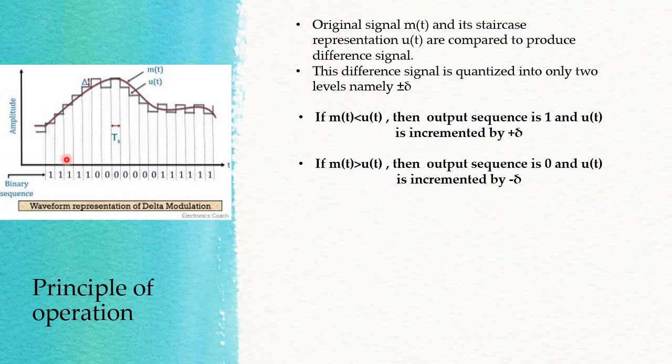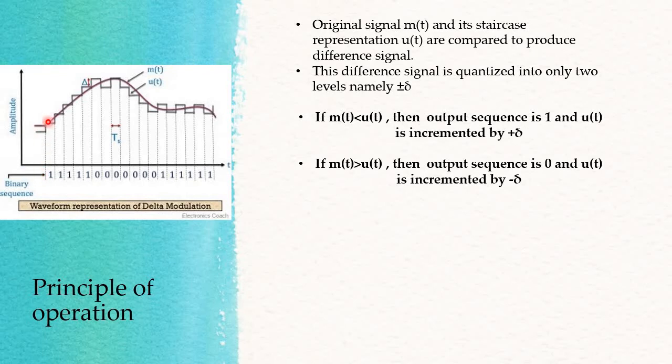So let's take an example. What is the condition? If your input signal m of t is less than u of t, then the output sequence is 1 and u of t is incremented by plus delta. If m of t is greater than u of t, then the output sequence is 0 and u of t is incremented by minus delta, or you can write it as decremented by delta value. So we are going to discuss this.